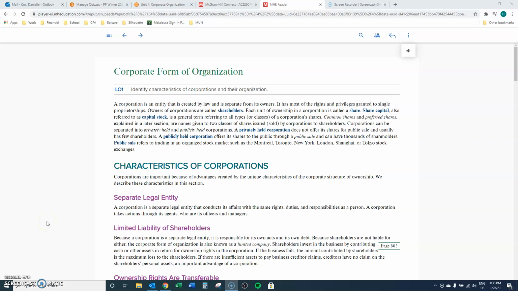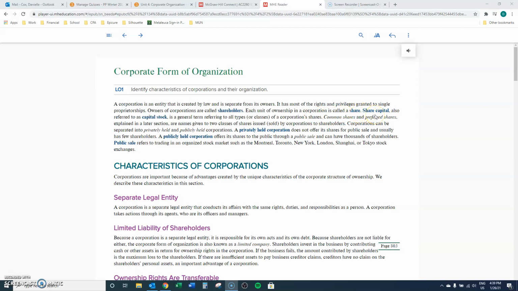Okay, everybody, let's take a look at Chapter 12, which is on corporations. So just a brief walkthrough of the material in the chapter. Just some terminology here so that if it's used in the questions, you understand. A corporation is a separate entity from its owners. The owners are called shareholders. Each unit of ownership is called a share.